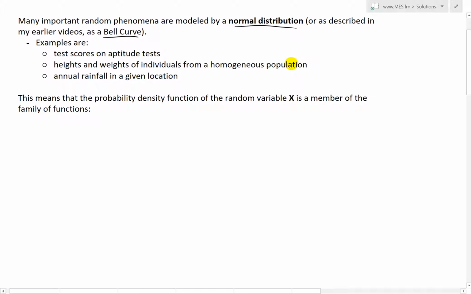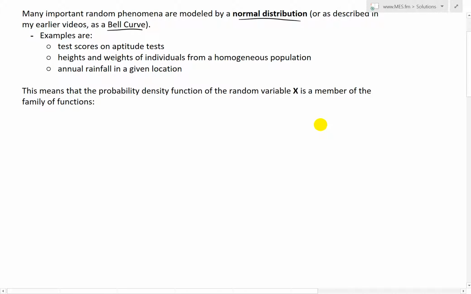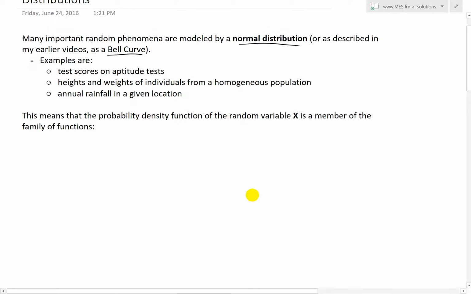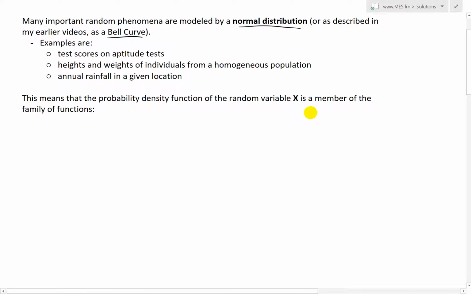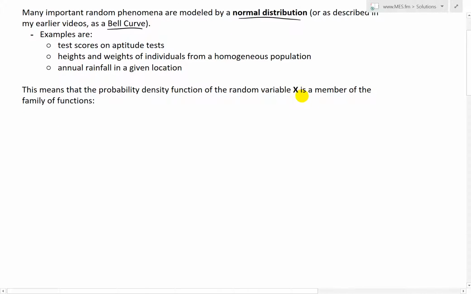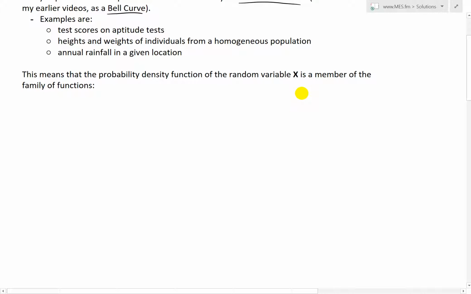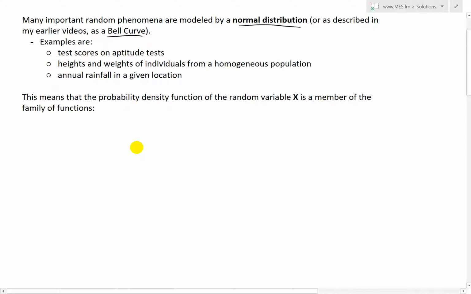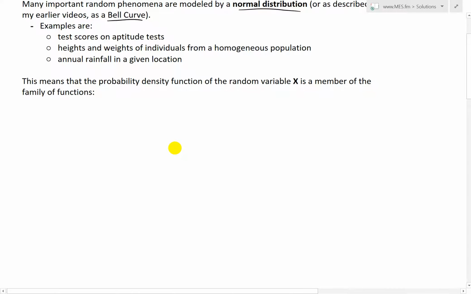heights and weights of individuals from a homogeneous population, for example females or males. If you combine both, you might have a different type of function, because you'll have generally taller males than females. And also annual rainfall in a given location, and a bunch of other examples. I'll go over the normal distribution graph in a bit.